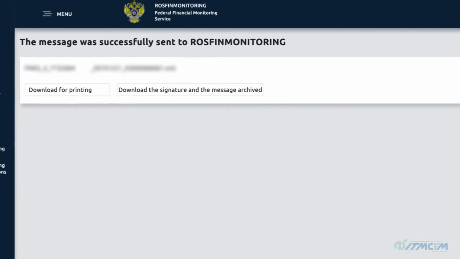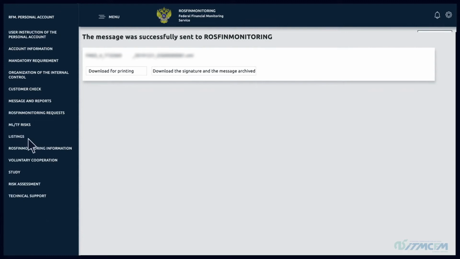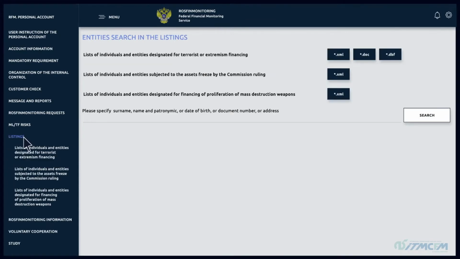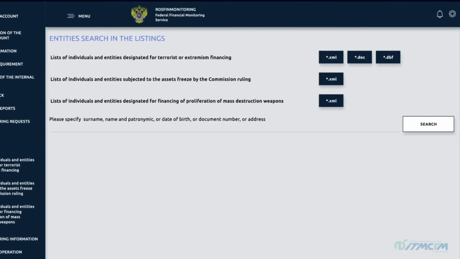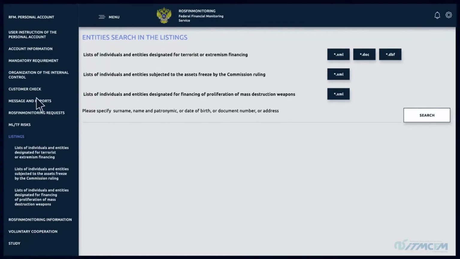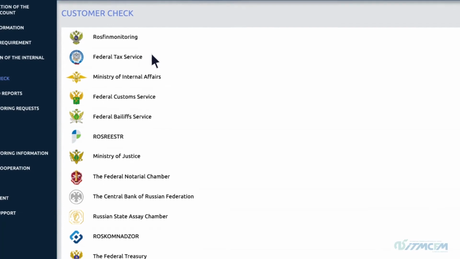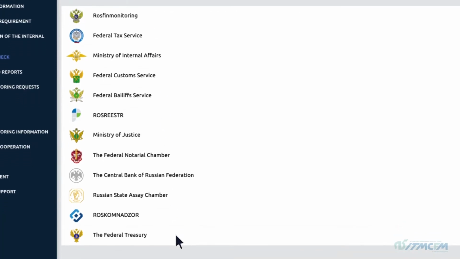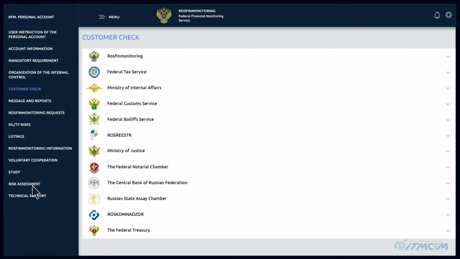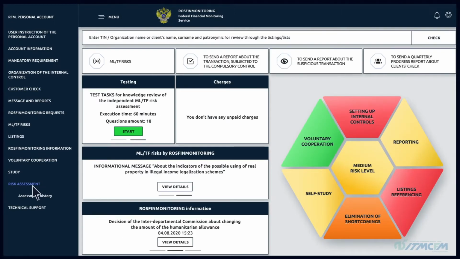Personal Account provides users with online access to up-to-date lists of individuals and entities designated for terrorist financing, financing of proliferation of weapons of mass destruction, and lists of the interagency AML, CFT, CPF commission. Users have access to a list of links to open sources of information databases of other agencies and can use the data to identify and assess the risk of their clients, and also have access to information about their own risks and a comprehensive assessment in real time.